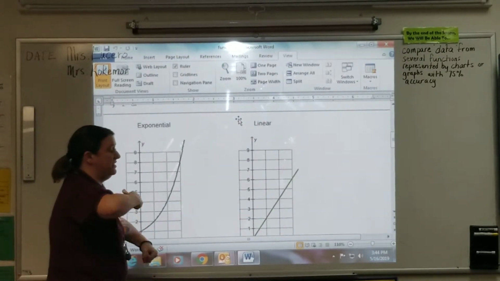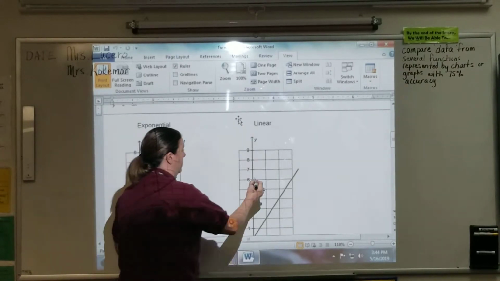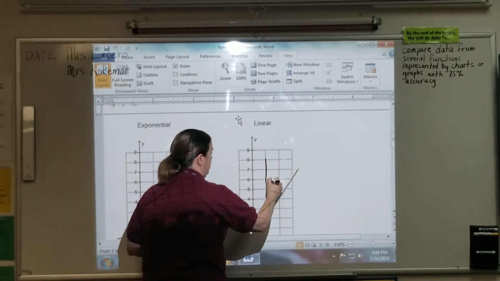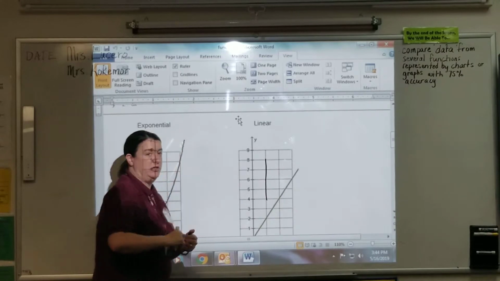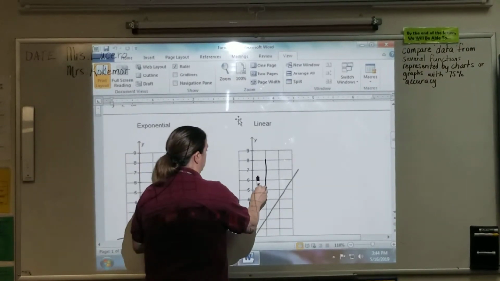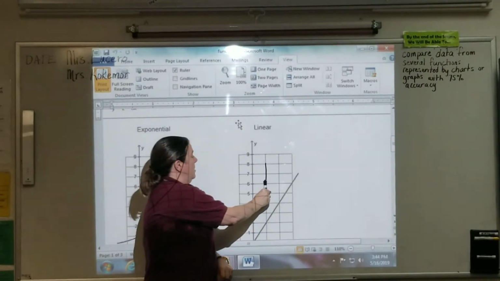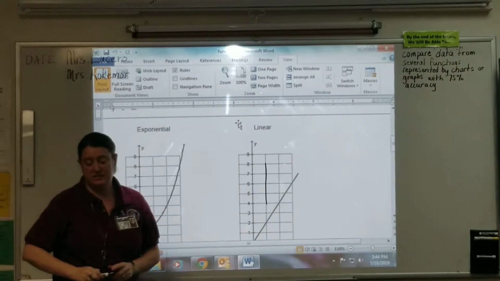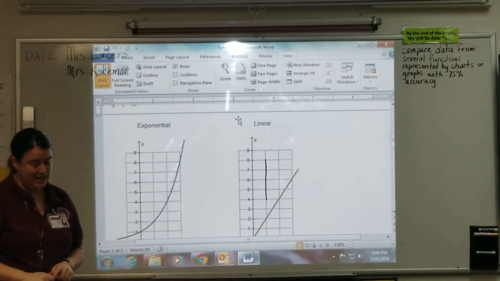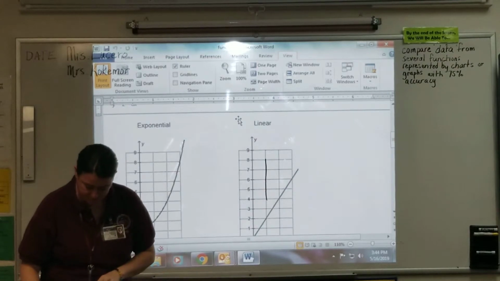Now that special one that I said is a line and doesn't work, the one where it goes up and down like this, if I were to use the pencil test on it to go across, right there it's touching a whole bunch of points on that line. So because it's touching more than one point, it cannot be considered a function. Okay?